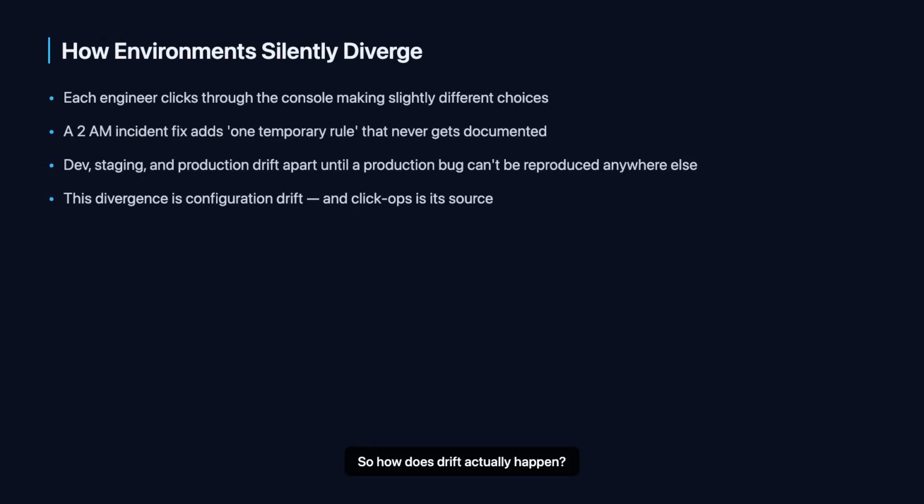So how does drift actually happen? It starts innocently. Each engineer builds an environment by clicking through the console, and each one makes slightly different choices along the way. Then comes a 2 a.m. incident, and someone adds one temporary rule to production just to stop the bleeding, and nobody writes it down. Over months, dev, staging, and production slowly pull apart, until a bug that only happens in production is impossible to reproduce anywhere else. That divergence has a name, configuration drift, and the source is always the same, clicking through the console by hand.